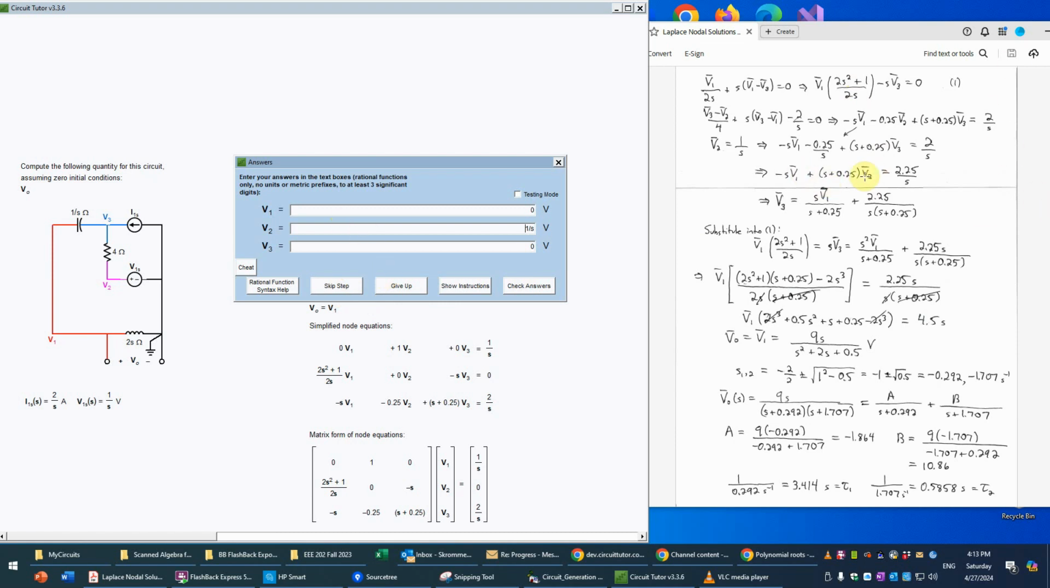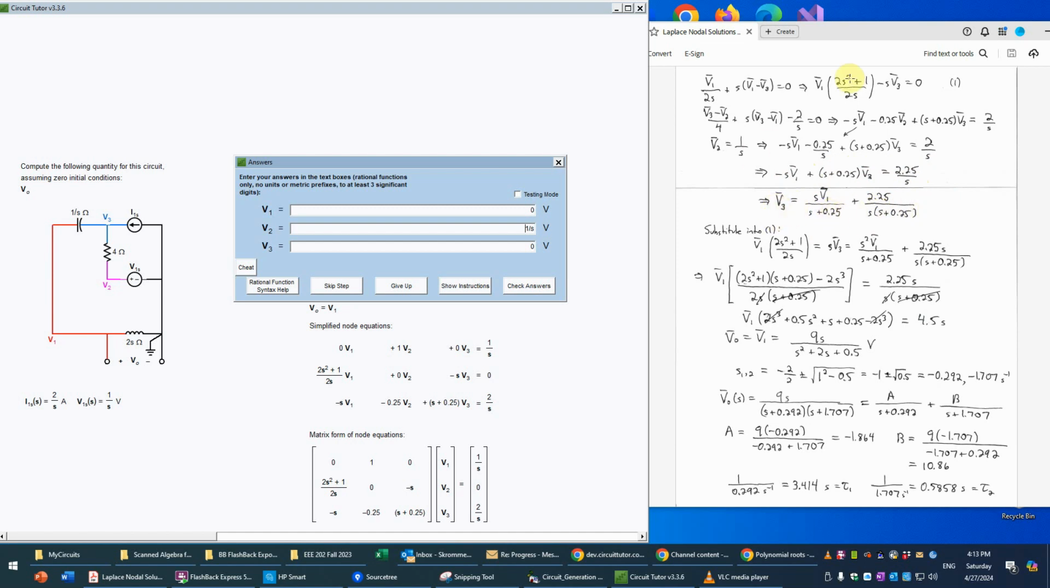Okay, so let's solve this for V3. We put this term over on the right-hand side, and then we divide by S plus 0.25. So this term will just become SV1 on the right-hand side divided by the coefficient of V3 bar, which is S plus 0.25. And the constant becomes that value again divided by the coefficient of V3 bar, so it has the original S and then the S plus 0.25. So there's an explicit solution for V3 in terms of V1.